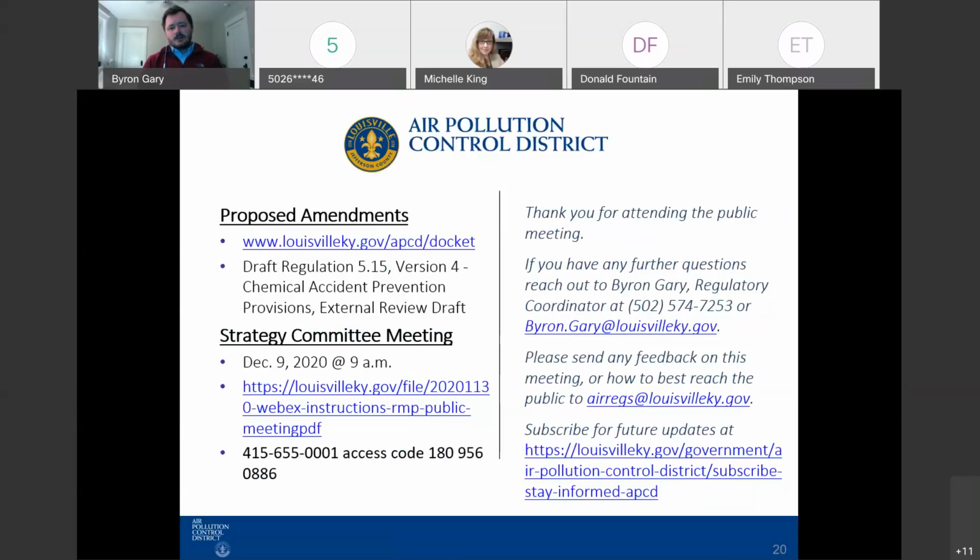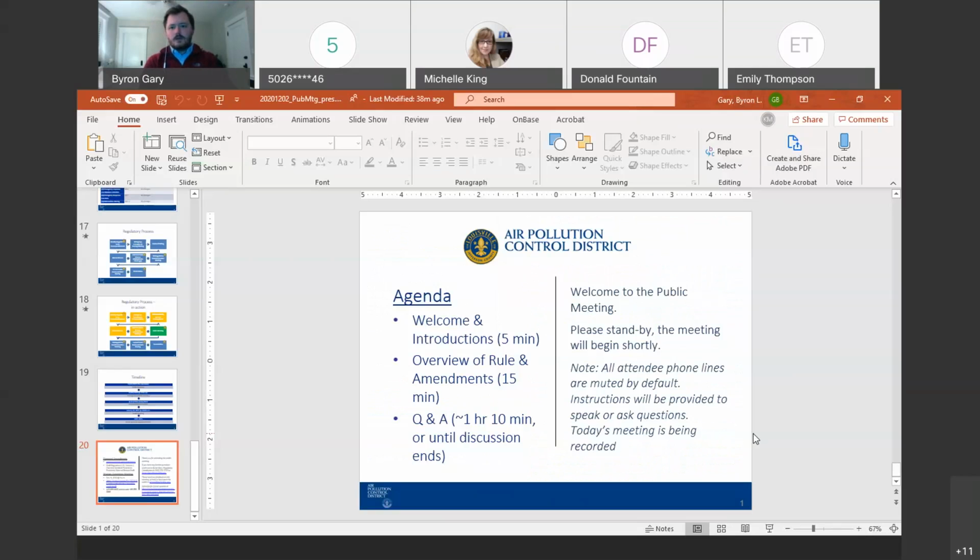And if you didn't get this notice, well, you might not be here unless we reached out to you specifically, but if you didn't get this notice, or if you know somebody who didn't and would like to get notices in the future, there is a link there at the very bottom of this slide. And these slides will be posted to the web along with a recording of this meeting afterwards. So that's how you can direct folks to get notifications from us for this and other significant actions from the district.